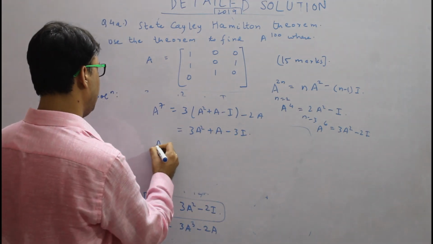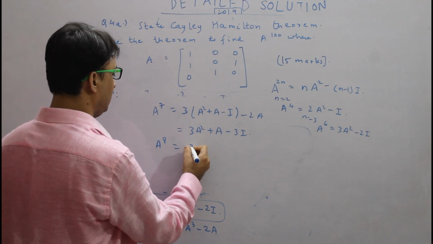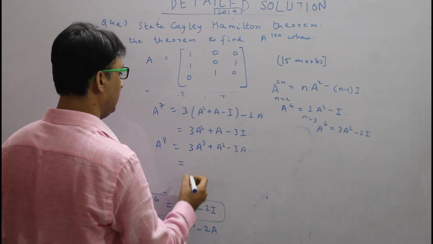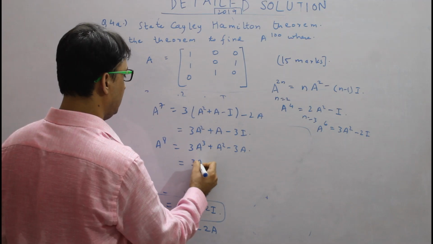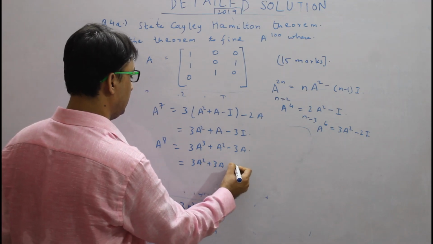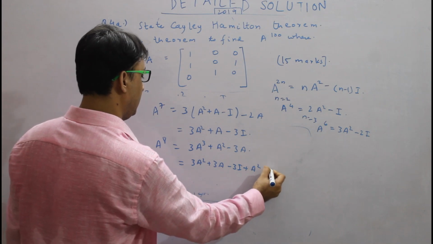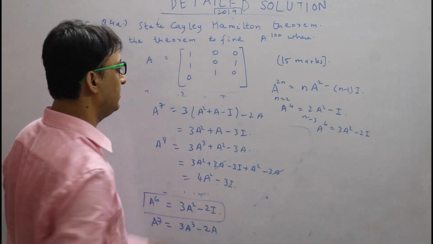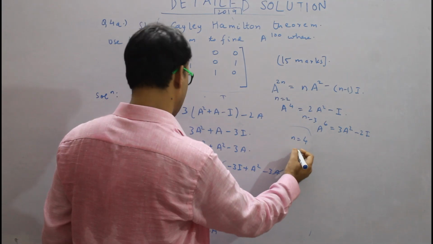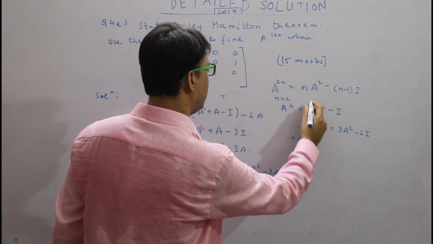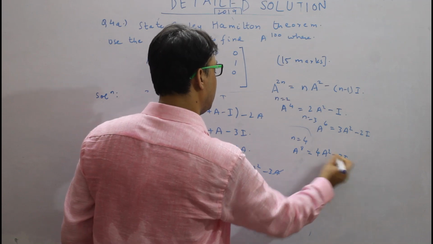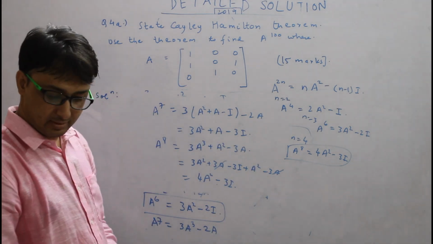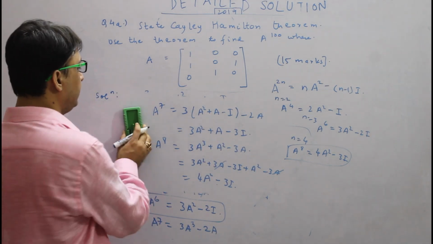So similarly I can find A to the power 8. This is 3A cubed plus A squared minus 3A. So again this gives me 3A squared plus 3A minus 3I plus A squared minus 3A. So this gives me 4A squared minus 3I. So if I put n is equal to 4, that means A to the power 8 is how much? This is 4A squared minus 3I. So this is true for n is equal to 4 as well.